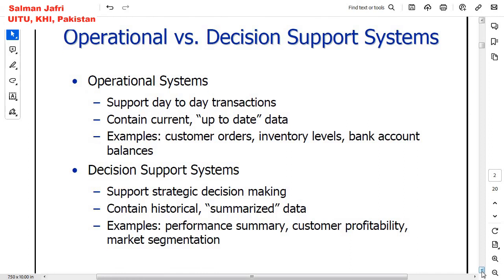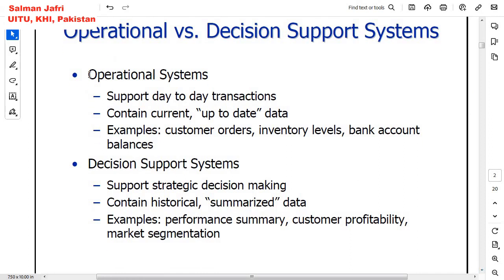So we can look at some points: operational versus decision support systems. What are operational systems? They support day-to-day transactions, and since they support day-to-day transactions, they contain current and up-to-date data, and that is logical, right? If I am buying something from Daraz or if I am buying something from Amazon, whenever I buy, an item is added into my order and an item is deleted from the Amazon's or the Daraz's inventory. So it happens real time.